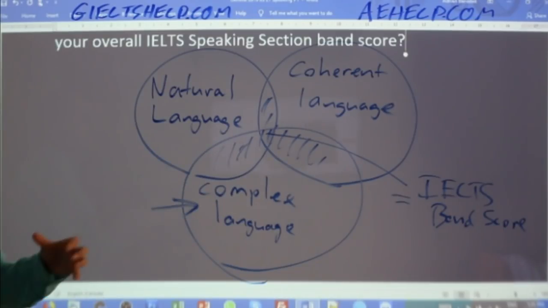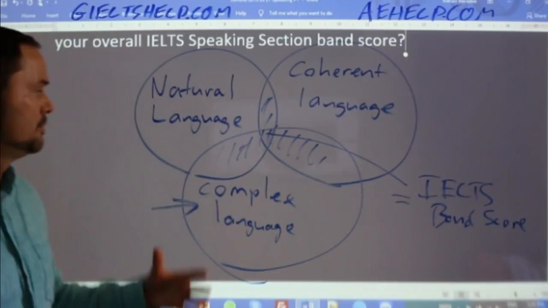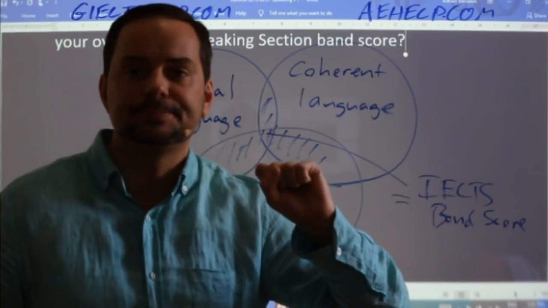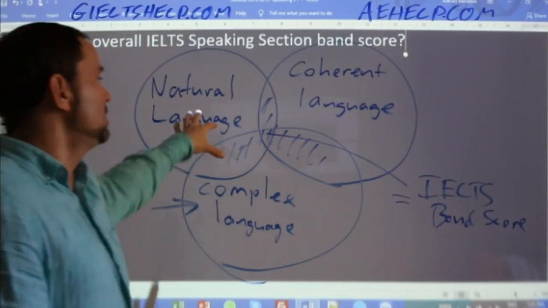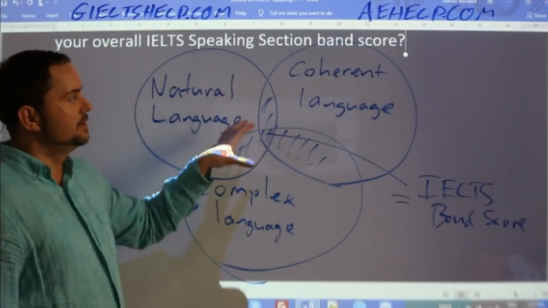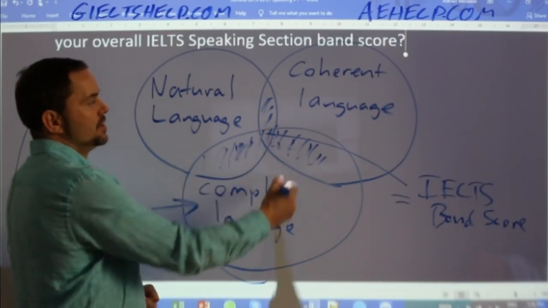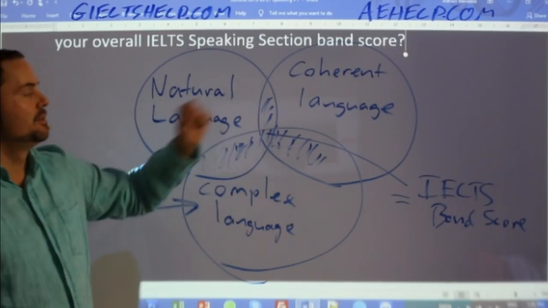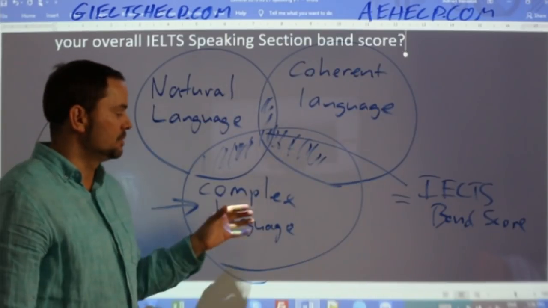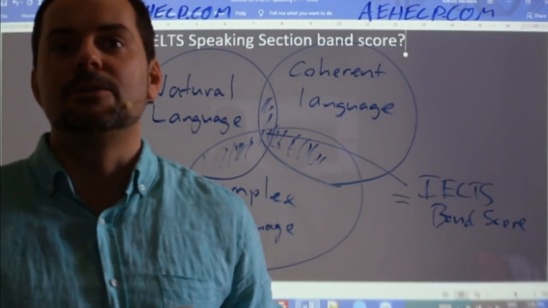Which one of these do you think is the most important? All three of them are important, but which one do you think is the most important for your IELTS speaking score? Is it natural language, coherent language, complex language? And they're inclusive, right? These aren't mutually exclusive. That's why they overlap, because one does not exist without the other. You can't have perfectly coherent language without natural language. You can't have perfectly coherent language without complex language, right? But which one of these is the most important?